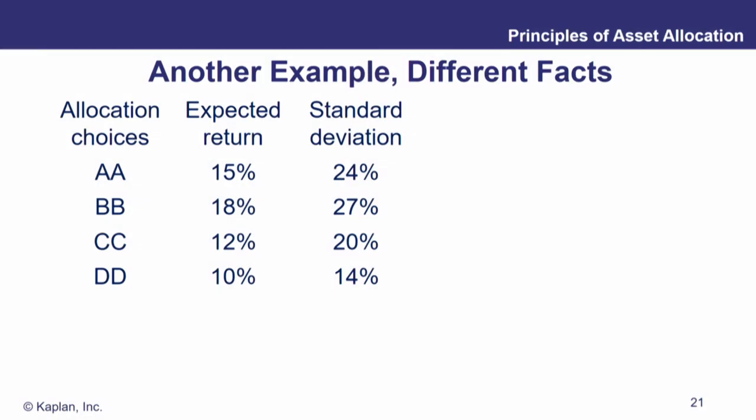So let's look at our allocation choices. AA, BB, CC, D. Our relative expected returns there and standard deviation we can compare across those 4 groups. Okay, so that's our input data. So how do we decide which one is the best choice?